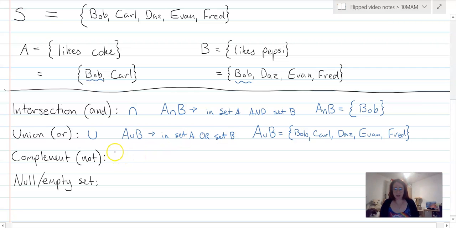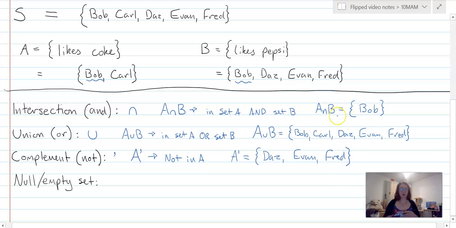The complement is represented with a little apostrophe. So the complement of A basically means not in A, everything that is not in set A, including the crossover part. Even though Bob is in set B, he's in set A, which means he can't be a part of the complement of A. So that's just going to be Daz, Evan, and Fred.